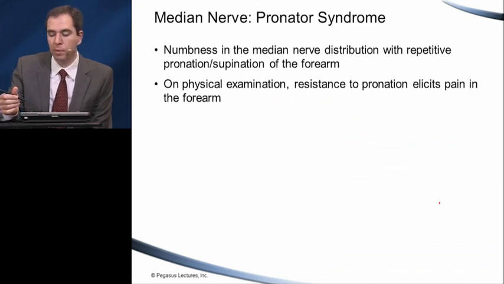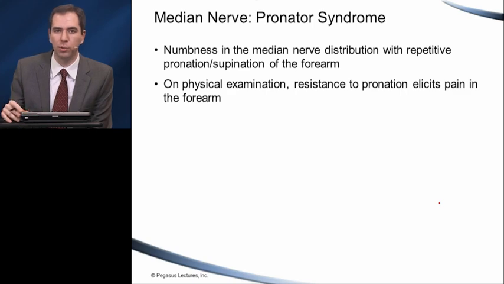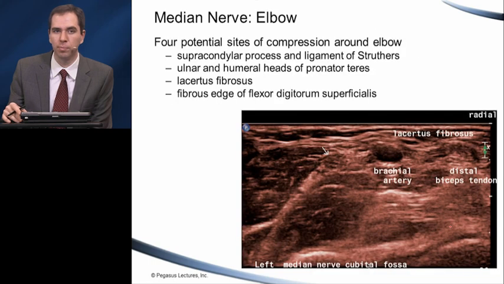This location of compression has a name, pronator syndrome, and the symptoms will be numbness in the median nerve distribution when the patient repetitively pronates or supinates the forearm. On physical examination, resistance to pronation elicits pain in the forearm, so that helps with diagnosis. So again, it would be compression between the two heads of the pronator teres, causing pronator syndrome.